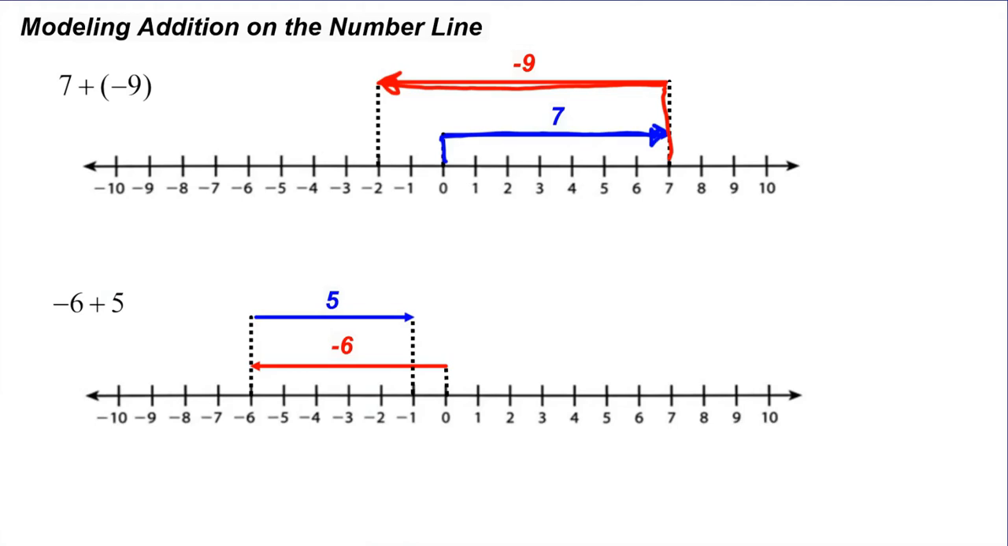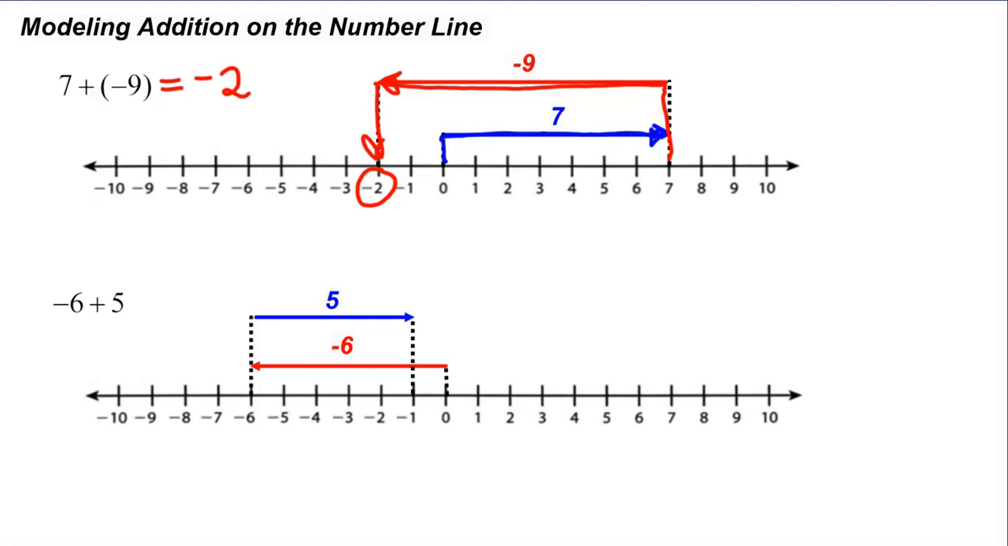So if I start at 0 and move 7 positive and then 9 in the negative direction, where am I going to end up? I'm going to end up at negative 2. So 7 plus negative 9 is actually negative 2. Okay, so these values do not combine together. So I'm not going to get 16 or negative 16 or anything like that. It's actually going to be a cancellation.